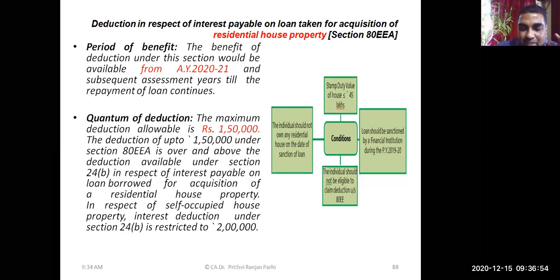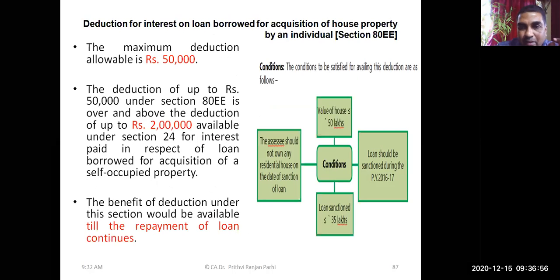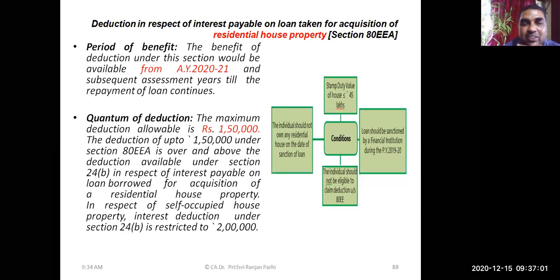Okay, and this was for previous year 16-17, and the same provision is extended in another section, that is section 80EEA. Here, what is the previous year? Can you see it? Sir, 1920? 1920. That means assessment year? 2021, sir. 2021.